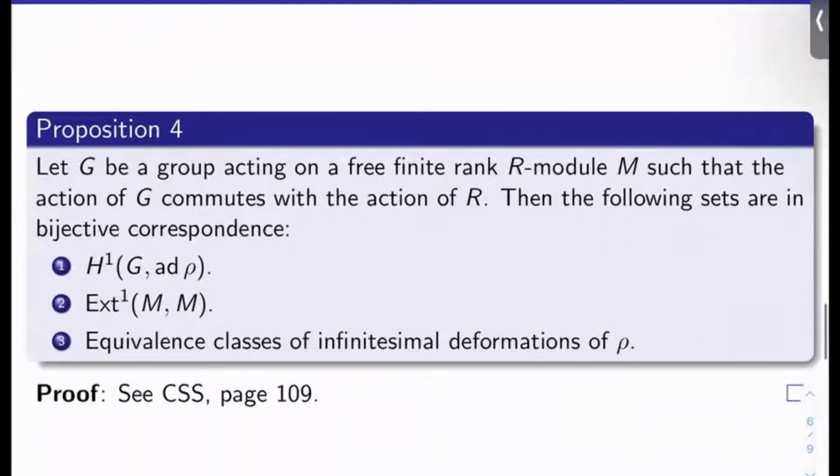Okay, crucial proposition. This probably should be called a theorem, actually, but let G be a group acting on a free finite rank R module M, such that the action of G commutes with the action of R. So same as the setup above. Then the following three sets are in bijective correspondence.